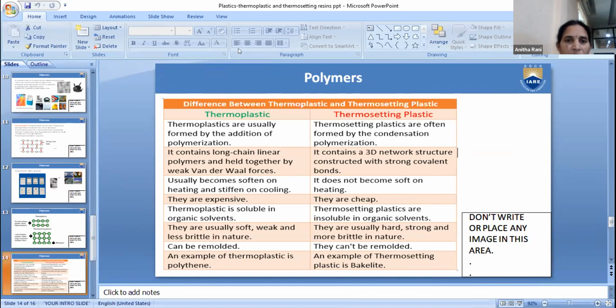Okay students, let us repeat some differences, then we can go to the other topic. What is the first difference between thermoplastic resin and thermosetting resin? Tell me fast. You will get this question in the exam. Tell me the first point, students.